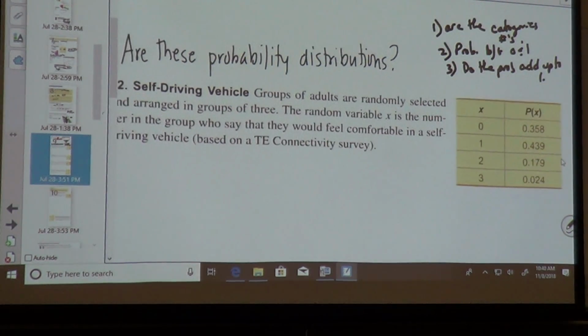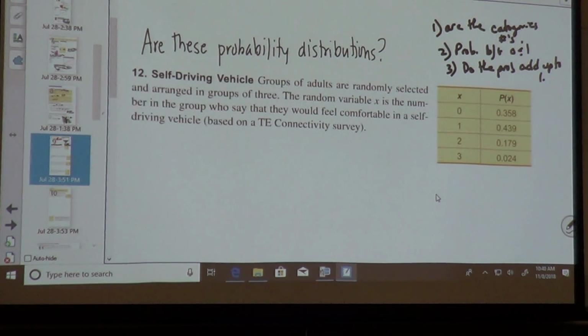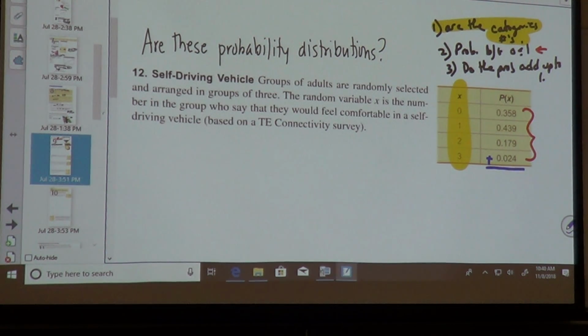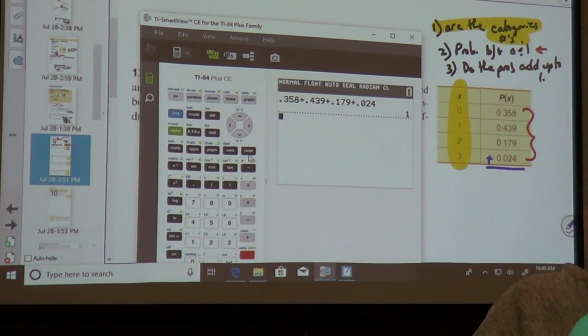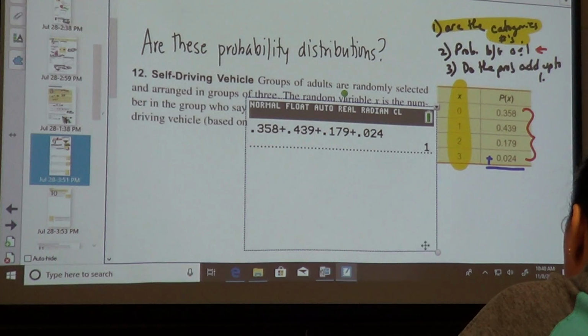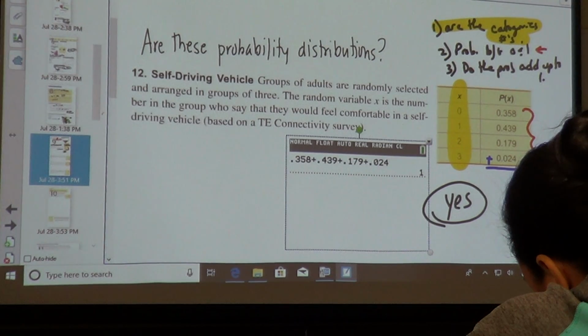So, if I look at this first one, are all of these numbers? Yes. Okay. Are all of these between 0 and 1? So now I just have to see if all of these add up to 1. 0.358, 0.439, 0.179, 0.024. Is that a probability distribution? Yes, because all 3 of those things worked.